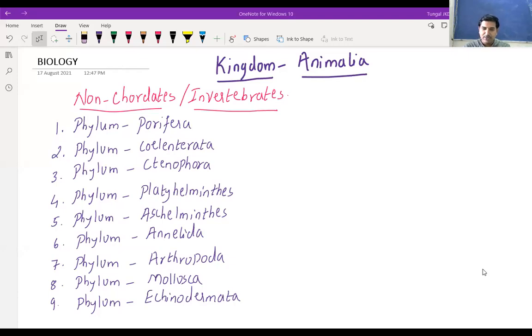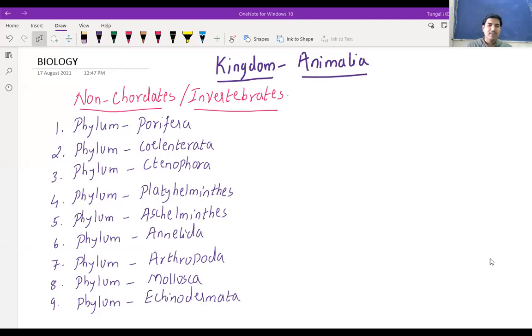Now, what about the 10th phylum, Hemichordata? We add it among the invertebrates, but we will study it later, after these nine. The 10th one is an added one that I am going to tell you later.